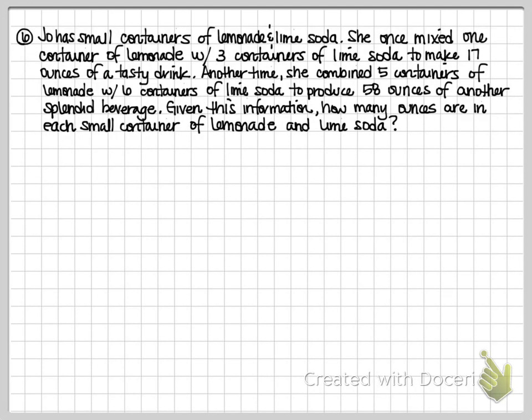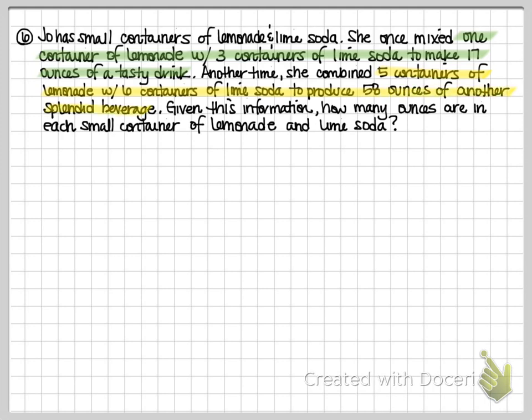Okay, so now here we've got some word problems, and this is really predominantly a review from Integrated 1. So go through, read the question, and we want to be able to extract the information that we need. So I see she made 17 ounces of a tasty drink by mixing 1 container of lemonade with 3 containers of lime soda, 17 ounces. All right, so there's that one. But then I also have another one, 5 containers of lemonade with 6 containers of lime soda produce 58 ounces of another splendid beverage.